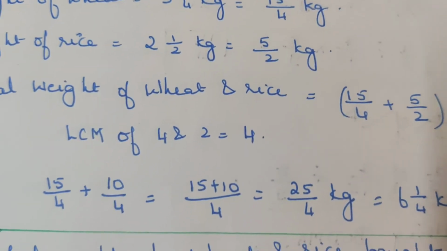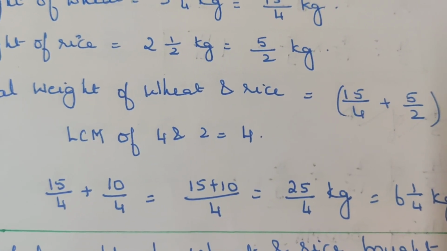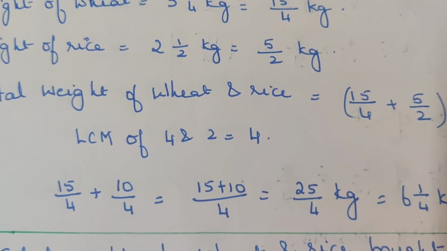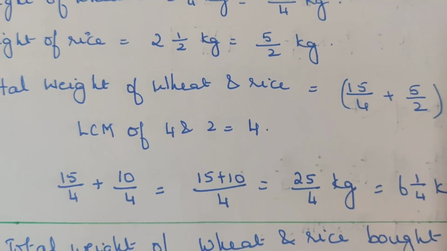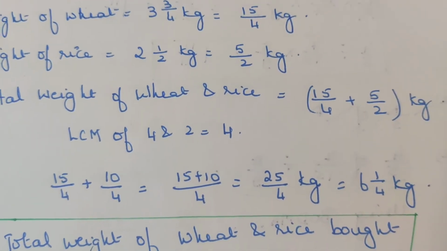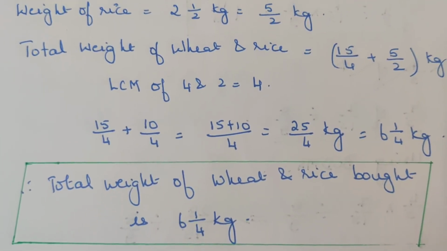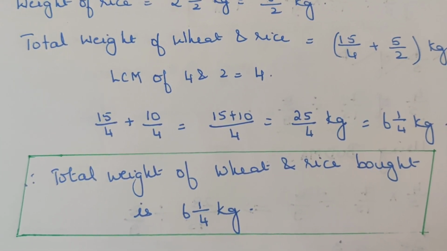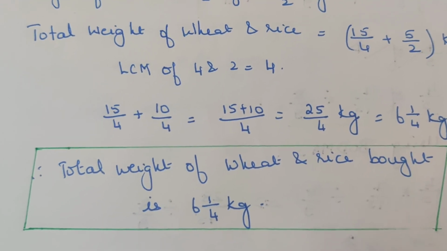LCM of 4 and 2 is equal to 4. Therefore, you get 15/4 plus 10/4. That is equal to (15 plus 10)/4. That's equal to 25/4 kg. That is equal to 6 1/4 kg. Therefore, total weight of wheat and rice bought is 6 1/4 kg.